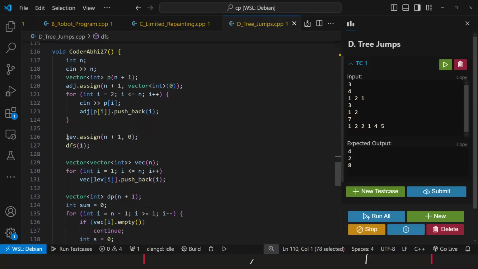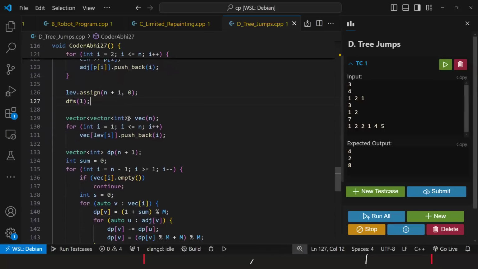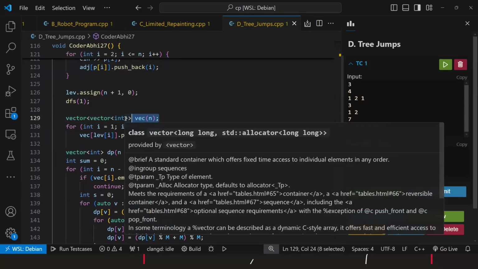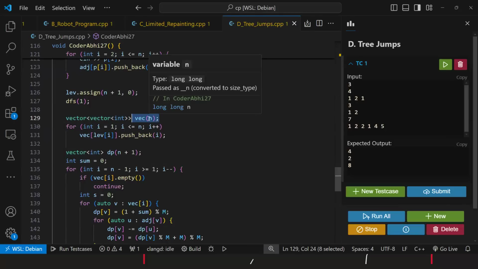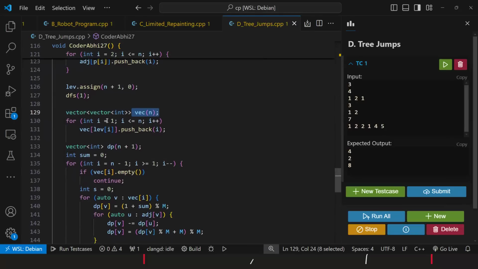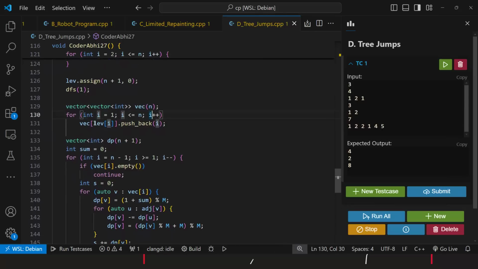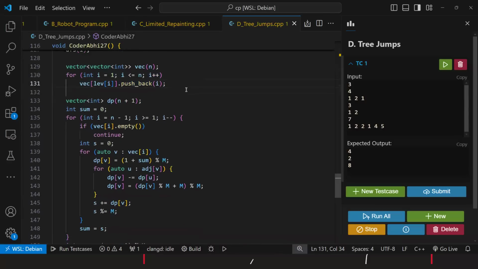Okay, once I got the level of every node after running the DFS, I initialize a 2D vector, which was stored from 1 to n. So for every level, what all nodes are present in that level. So vec i stores a vector denoting the nodes present in level i. Okay, so starting from 1 to n, for all the nodes, in vec of level i push i. So if the ith node belongs to whichever level, in that vector, i would be pushed. Okay, so this way I've constructed that.